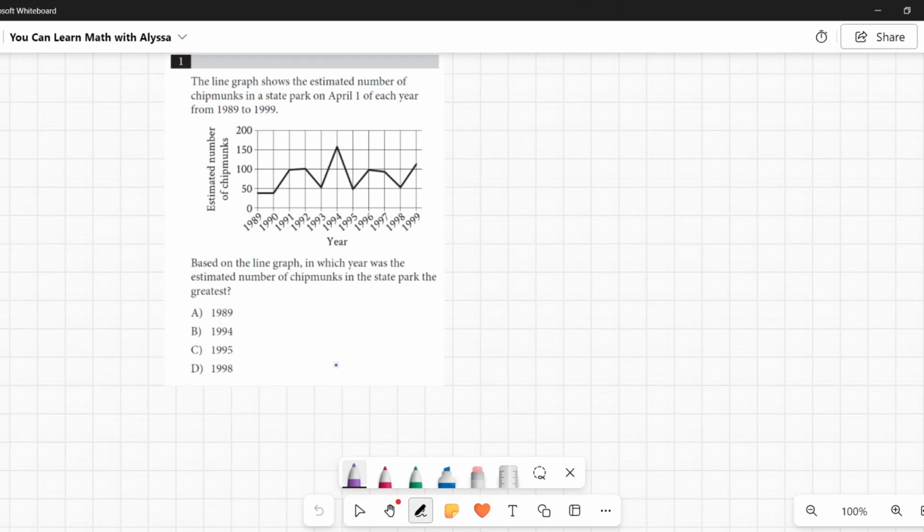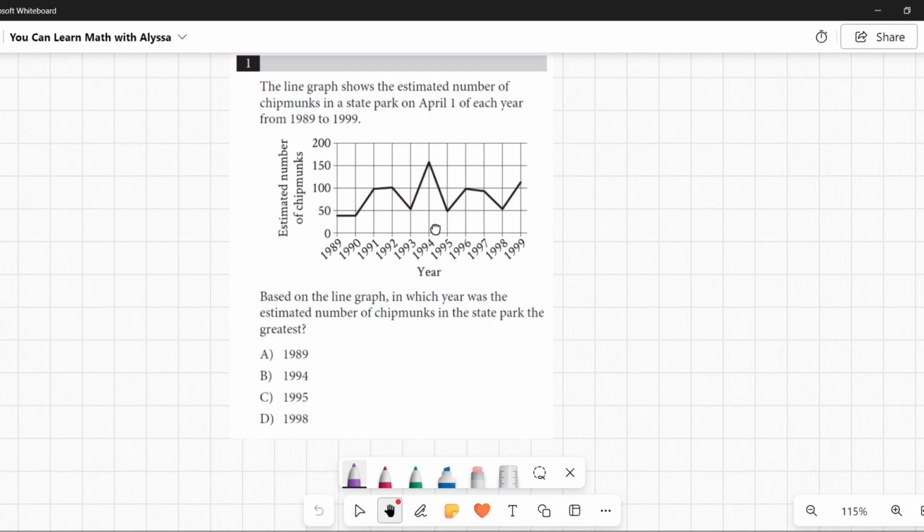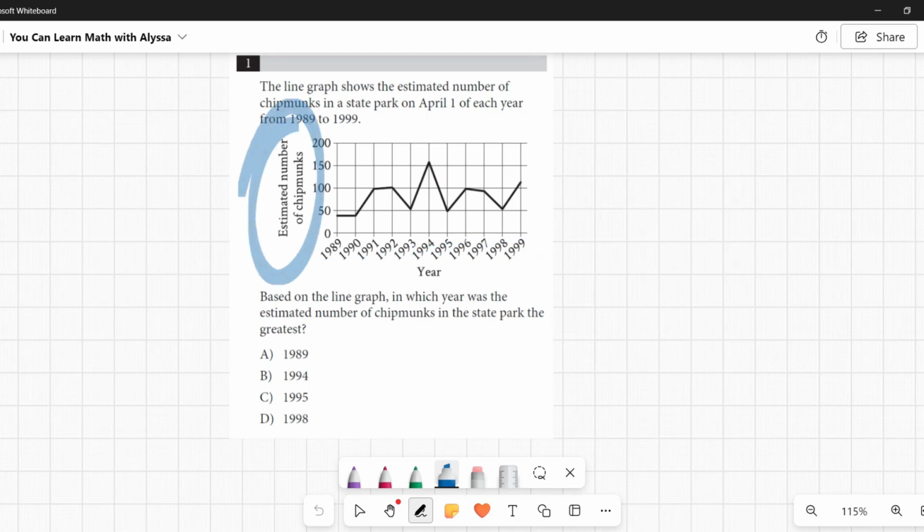Anytime we have a line graph, or any graph for that matter, we want to see how the different axes are labeled. So here our x-axis is the year, and we said it was 1989 to 1999, and we see that there. Then our y is the estimated number of chipmunks, and that's what we want to know. When was the estimated number of chipmunks the greatest? So what's the highest point?